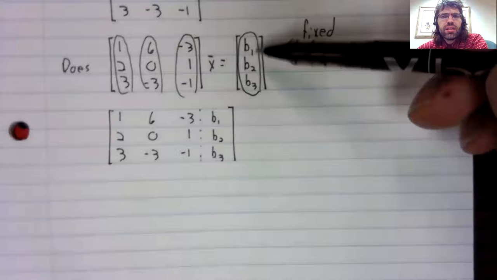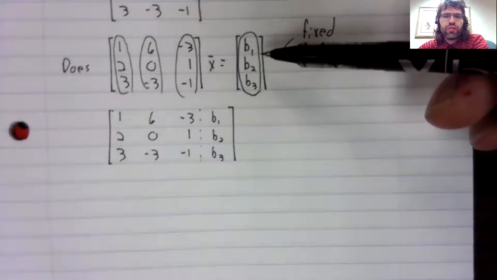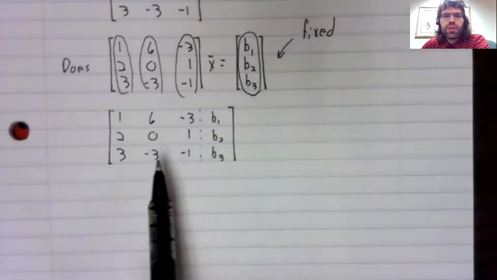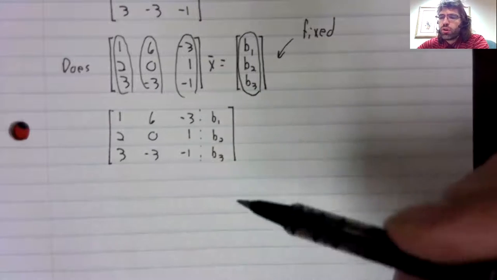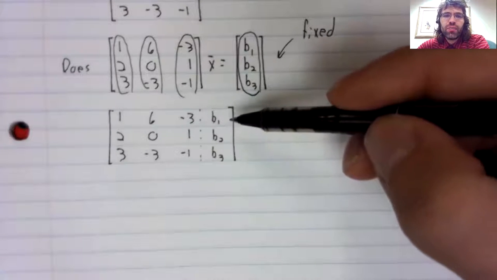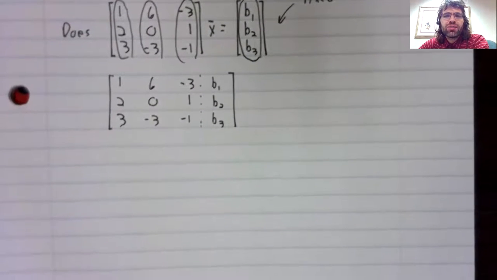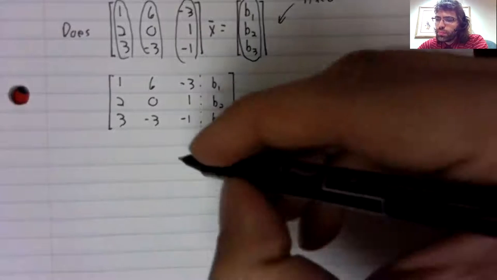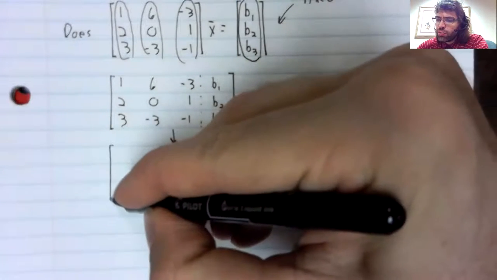But these B's make performing Gauss-Jordan elimination difficult. Like, there's no way we can plug this matrix into your calculator. You would need to have numbers here instead of B1, B2, B3, if you wanted to ask your calculator to do the row reduction for you. Fortunately, we can get around that.